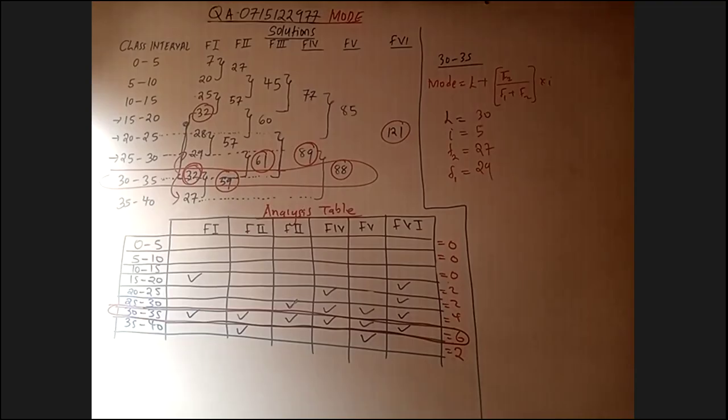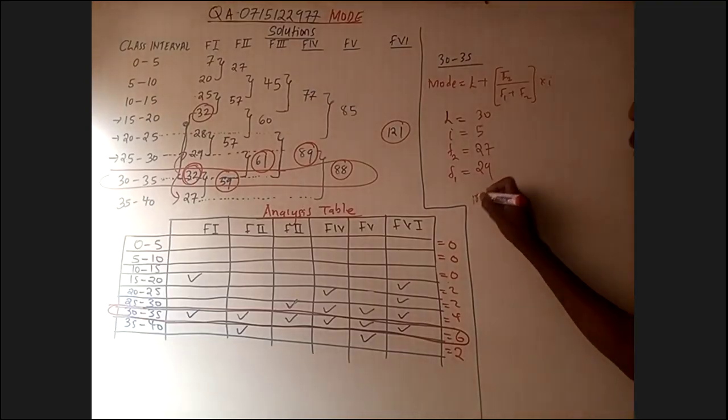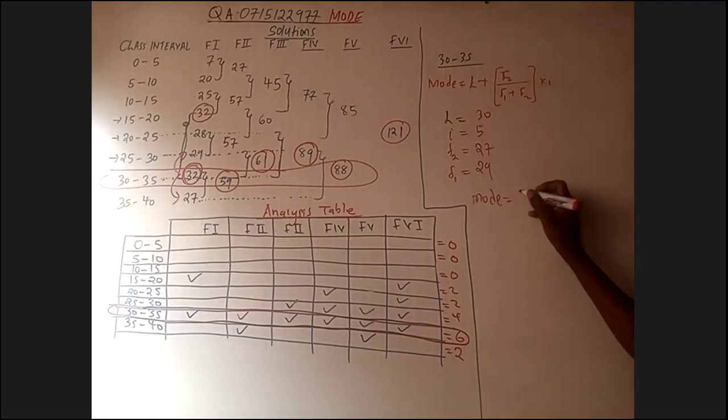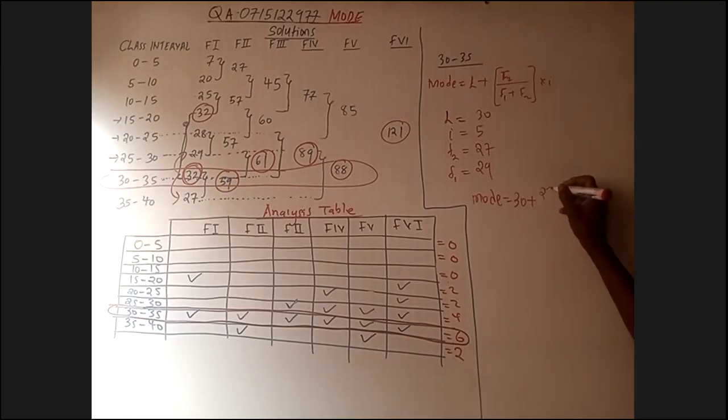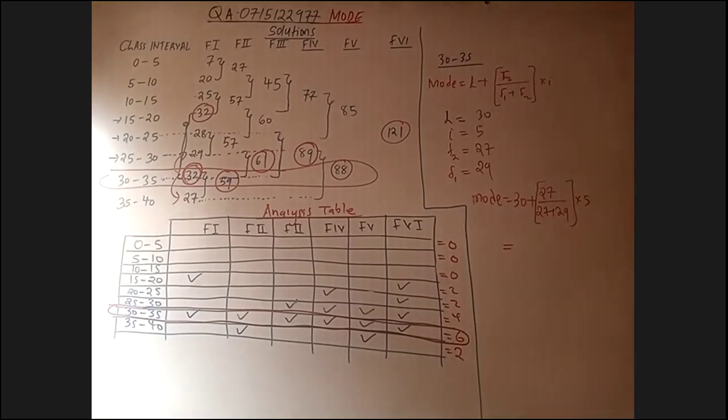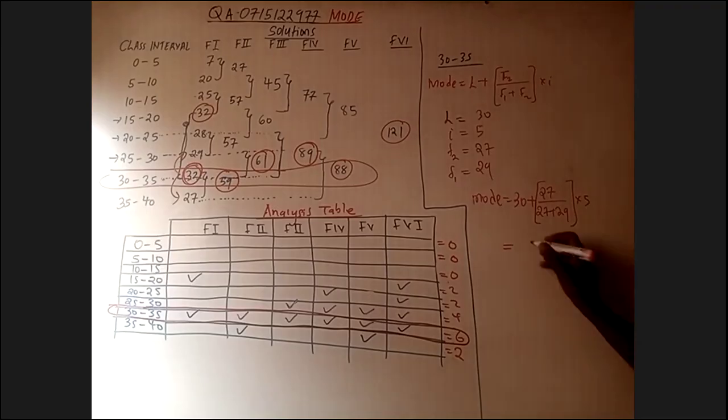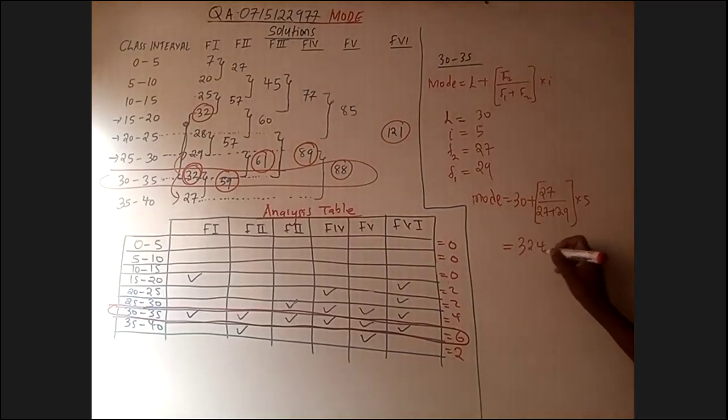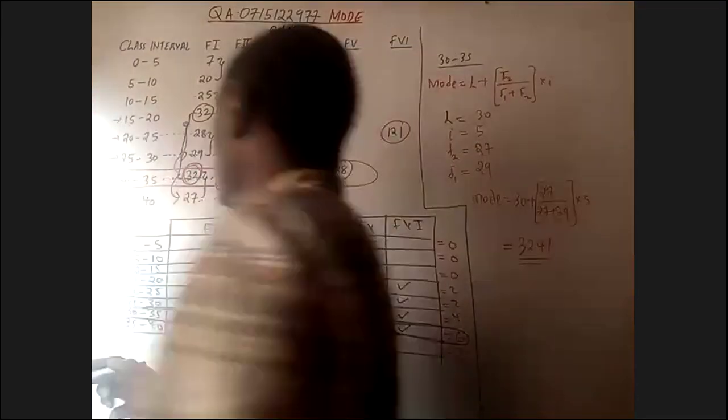Now find your mode from that one. It will be our mode equals 30 plus F2, 27, over 27 plus 29. You multiply with 5. What have we got? 32.41. So 32.41. Now, that's how you do this kind of equation without observation.